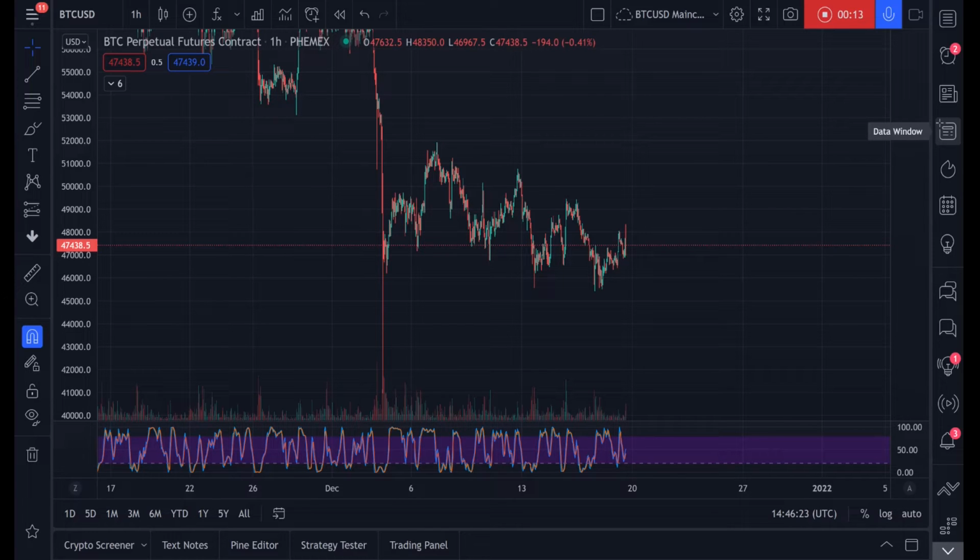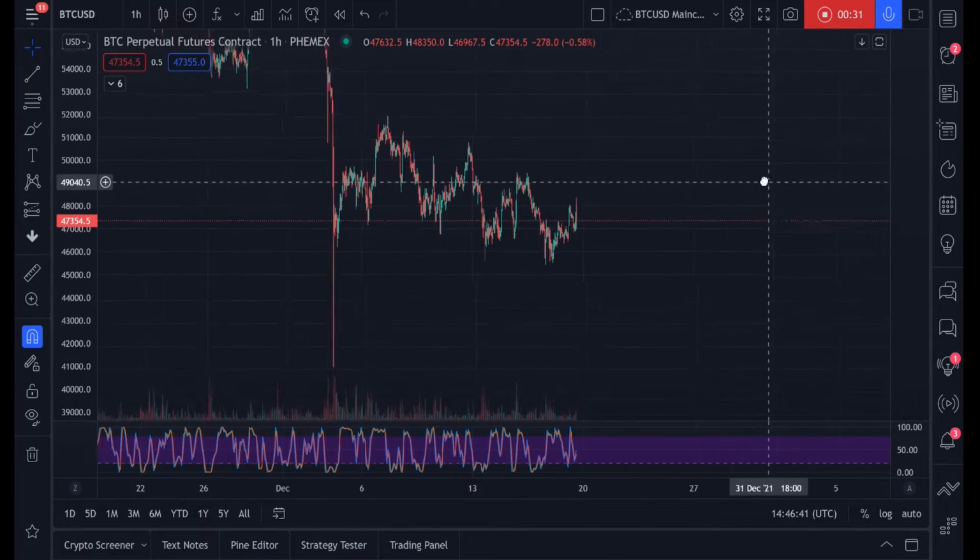Today is December 19th, 2021, and Bitcoin is looking tricky. It's looking tricky in the short term, and in the long, higher time frame, it's continuing its downtrend. All right, we're on the hourly time frame, okay?